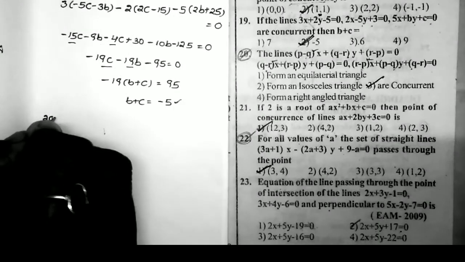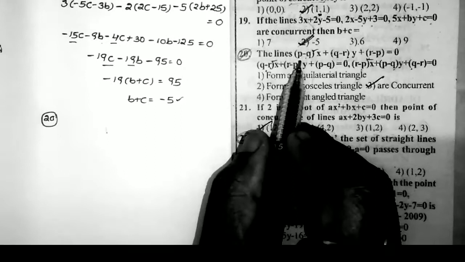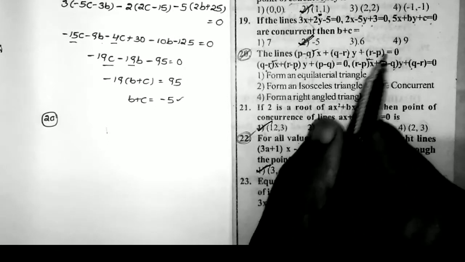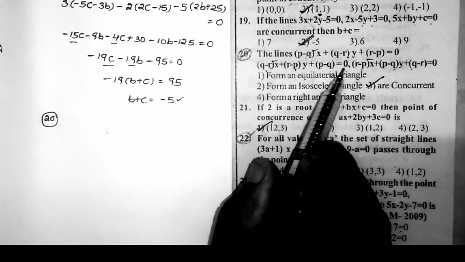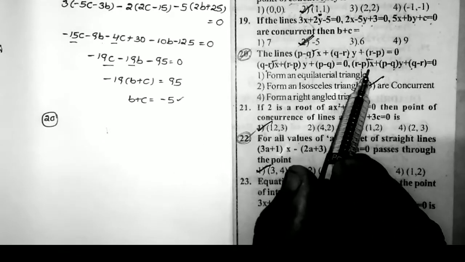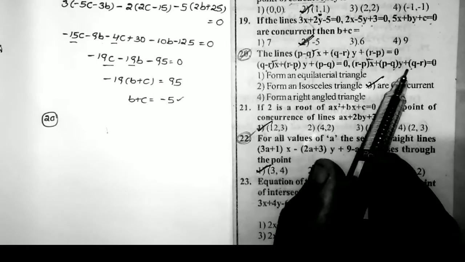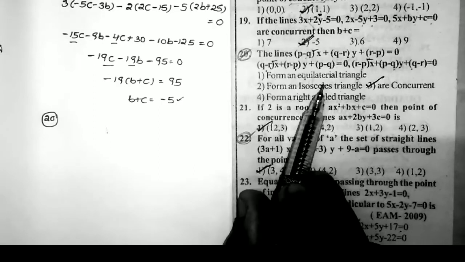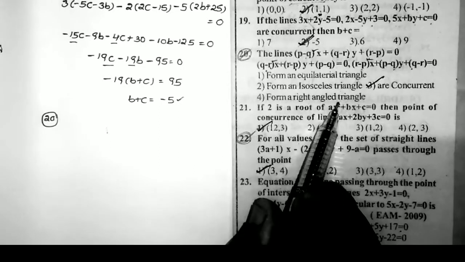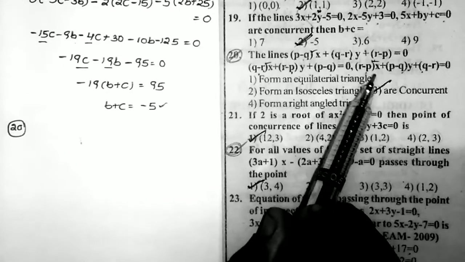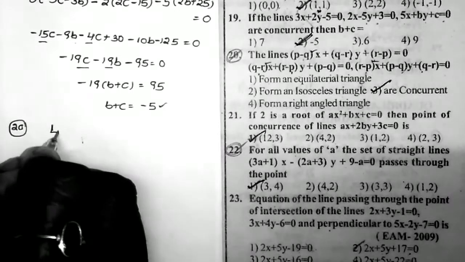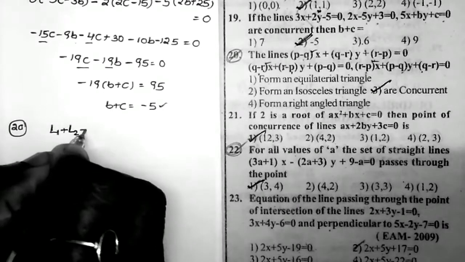Next, sum number 20. The lines p minus q into x plus q minus r into y plus r minus p is equal to 0, and q minus r into x plus r minus p into y plus p minus q is equal to 0, and r minus p into x plus p minus q into y plus q minus r is equal to 0. Options are equilateral triangle, isosceles triangle, concurrent, right angle triangle. So first I take the three lines as L1, L2, L3.